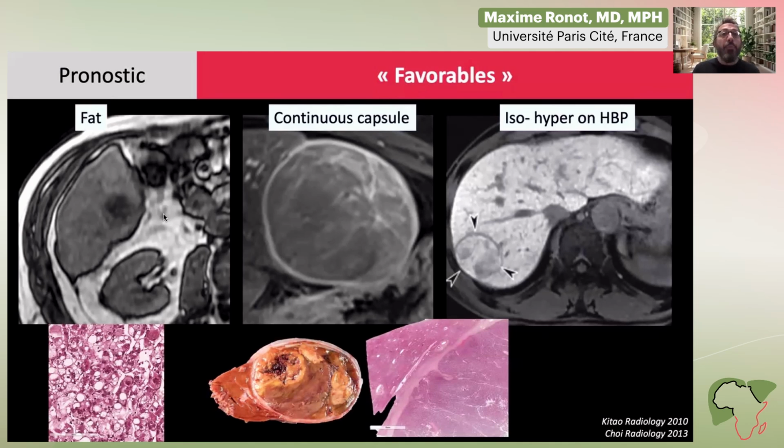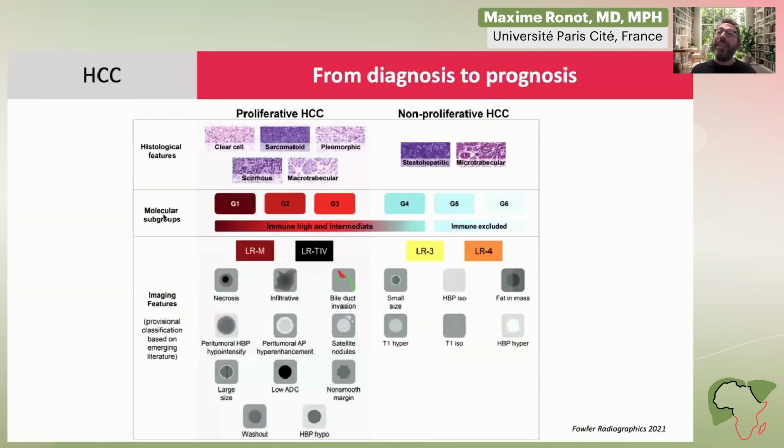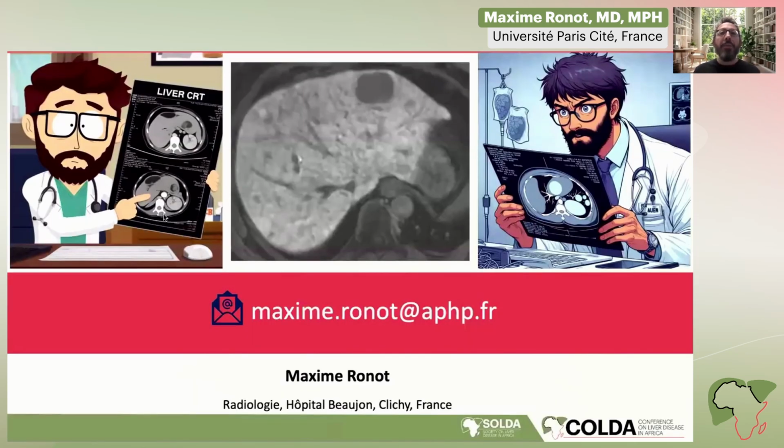So my last slide would be that we are moving from a purely diagnostic to a prognostic value of imaging, with the progressive building of a radio-pathomolecular correlation with the aim of identifying tumor phenotypes that harbor very different behavior, from the low proliferative to the more proliferative subtypes.